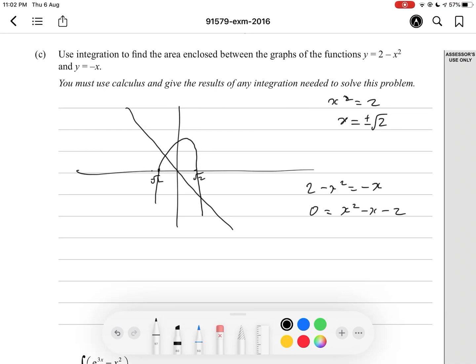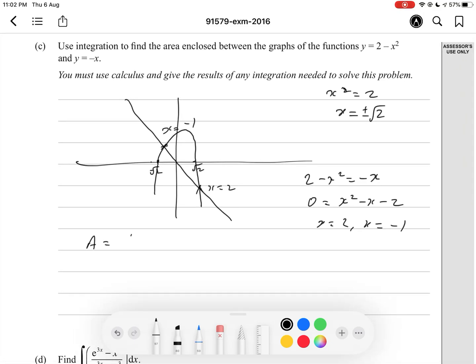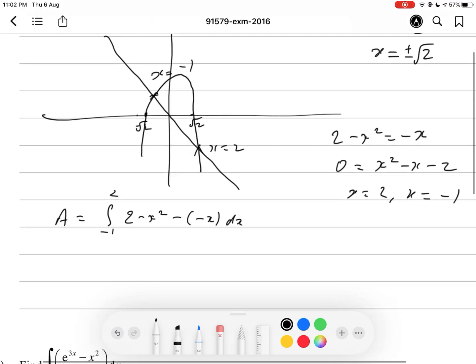So we plug into our calculator 1, negative 1, 2. We should get x equals 2 and x equals negative 1. That will be our x equals 2 there, and this will be our x equals negative 1. Therefore, the area enclosed would be equal to the integral from negative 1 to 2 of the top graph minus the bottom graph. In this case, the top graph is the parabola, 2 minus x squared, minus negative x dx. So area equals the integral of 2 minus x squared plus x dx.